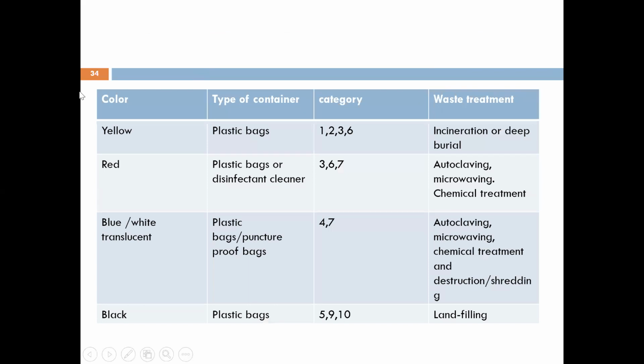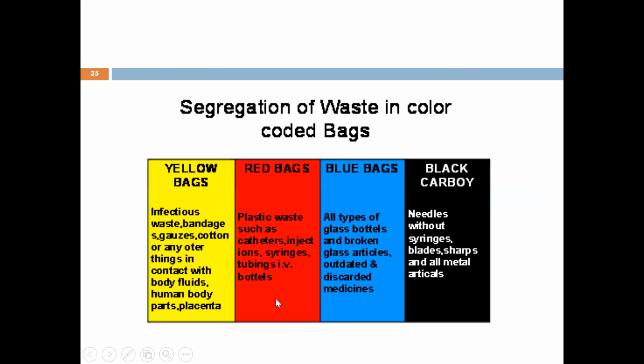So this is the chart that shows the color, type of container, category, and waste treatment. The yellow container uses yellow plastic bags. This is for categories 1, 2, 3, 6, and incineration or deep burial is given. In red plastic bags, categories 3, 6, and 7, with autoclaving, microwaving, and chemical treatment. And after that, the blue or white plastic bags, and last is the black.